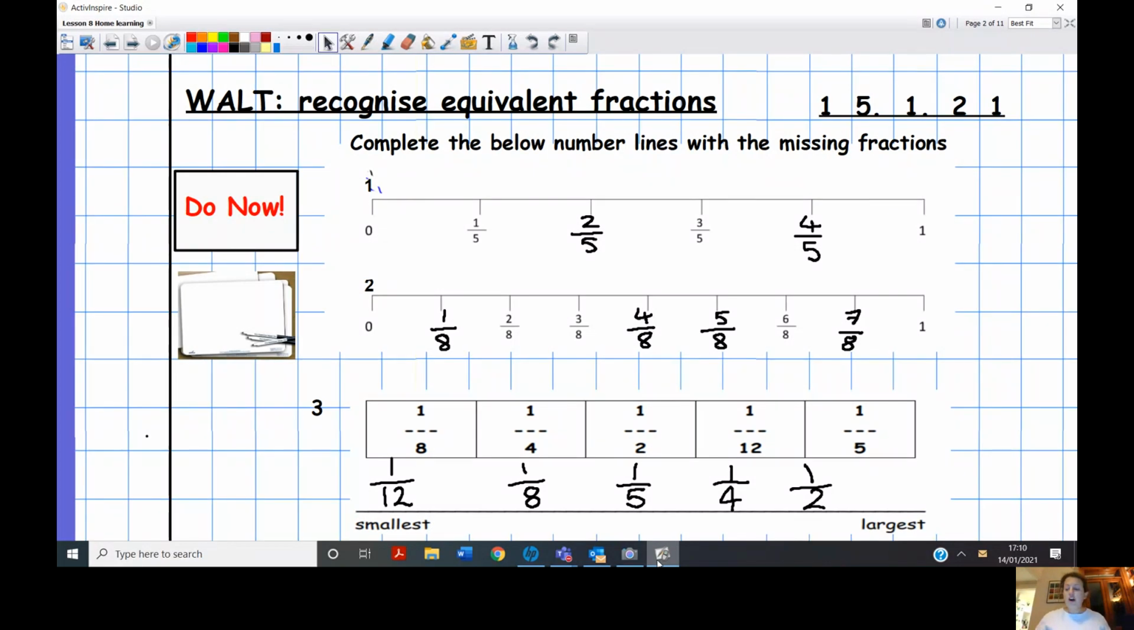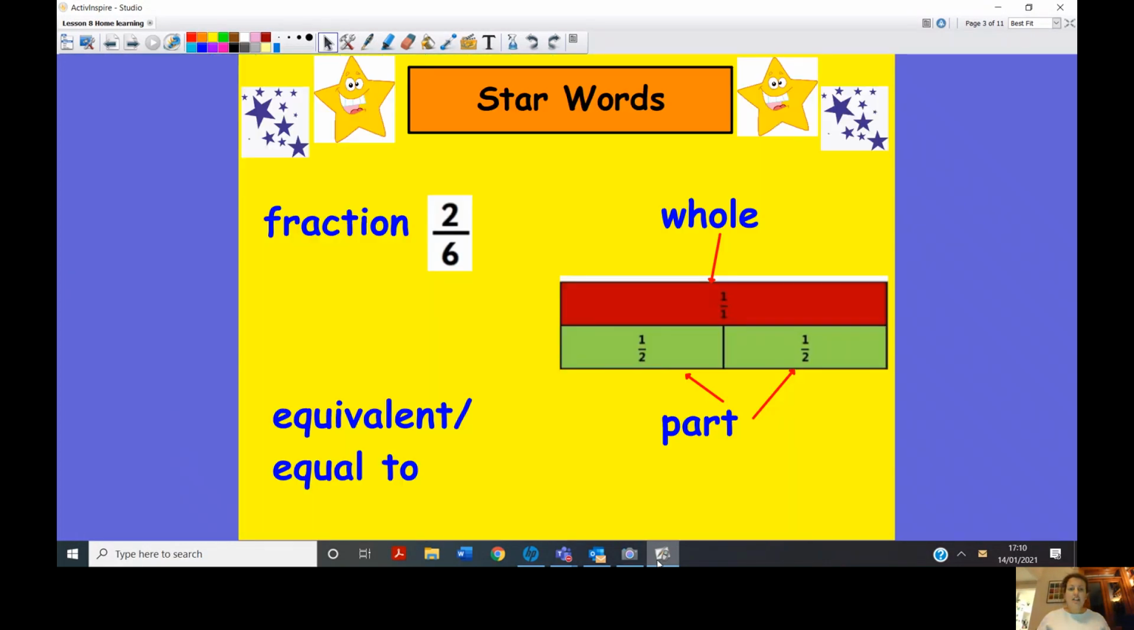Right, moving on to our lesson today, we're going to be looking at equivalent fractions. Here are today's star words. My turn, your turn. Fraction. Equivalent. Equal to. Whole. And part.